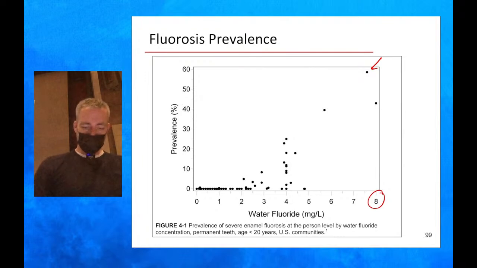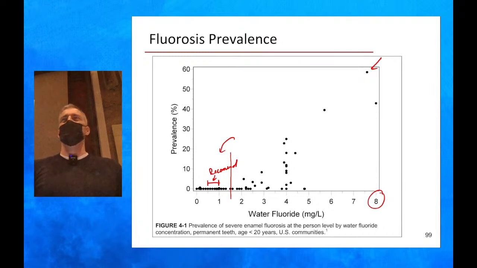Remember, the Health Canada limit was 1.5. So below 1.5, and the recommendation was somewhere between here. At those levels, the incidence in the population was 0 for all communities studied. And it wasn't really until you're kind of above 2 that you started to see it start to appear. And then, of course, it increases as the amount in the population increases.